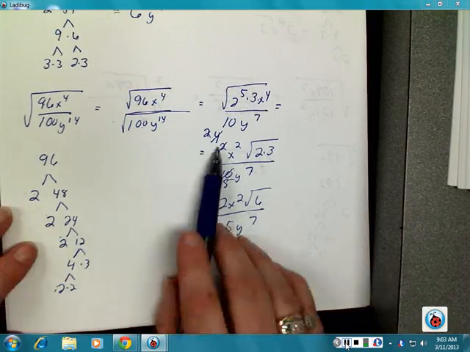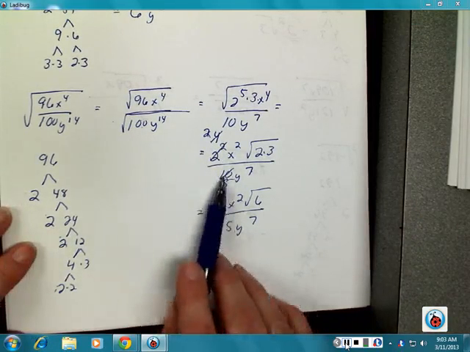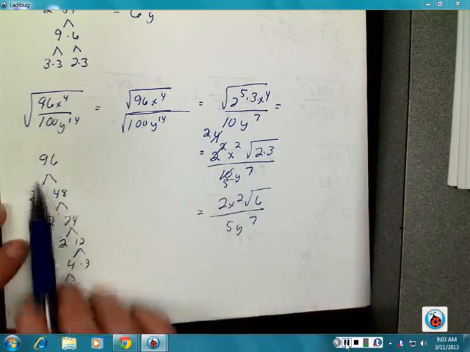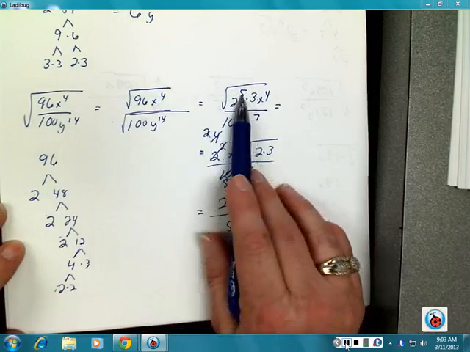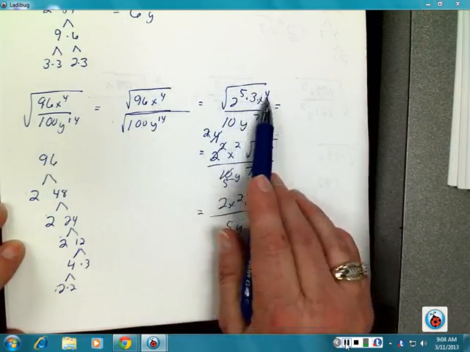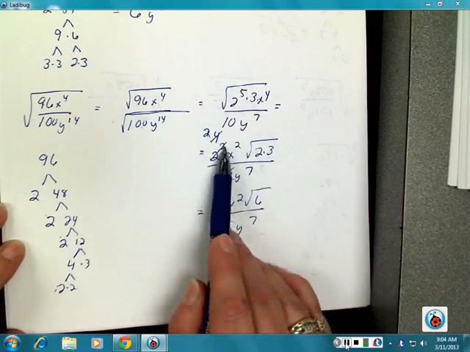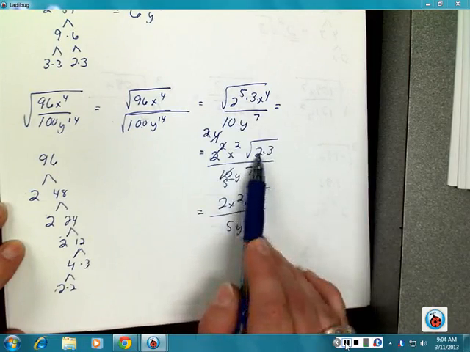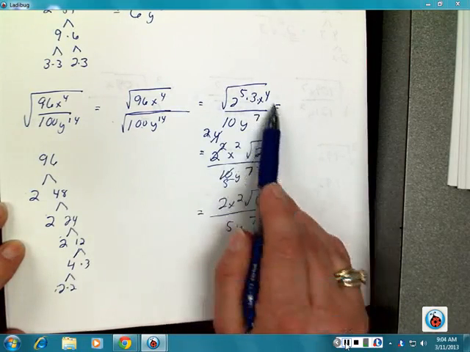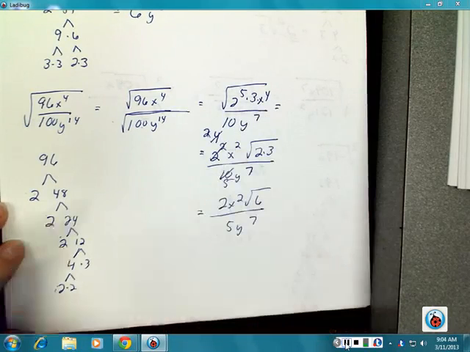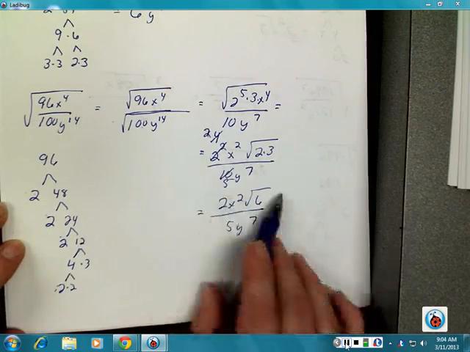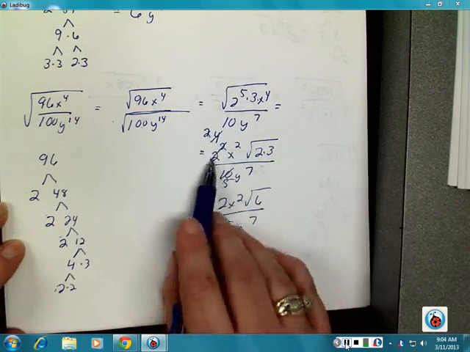So you can get rid of your 2 with your 10, those cancel. Of course, we've got to go back here. 96 breaks down to 2 to the 5th times 3, x to the 4th. 2 goes into 5 twice, so 2 squared comes out, leaving a 2. 3 I can't do anything with, and 2 goes into 4 twice, so I take out an x squared. So then 2 squared is 4.